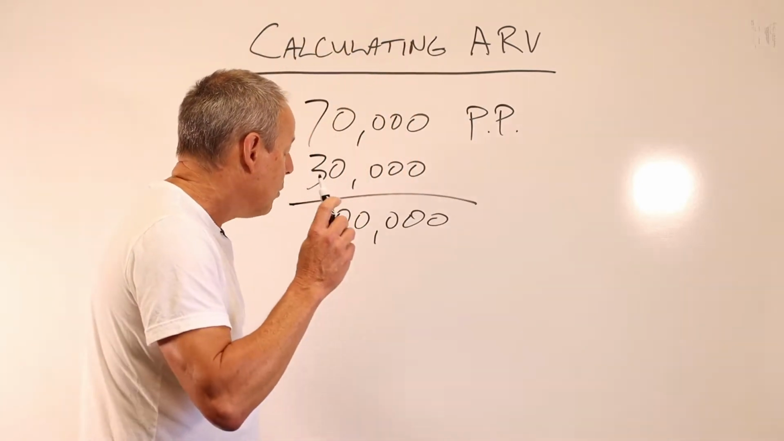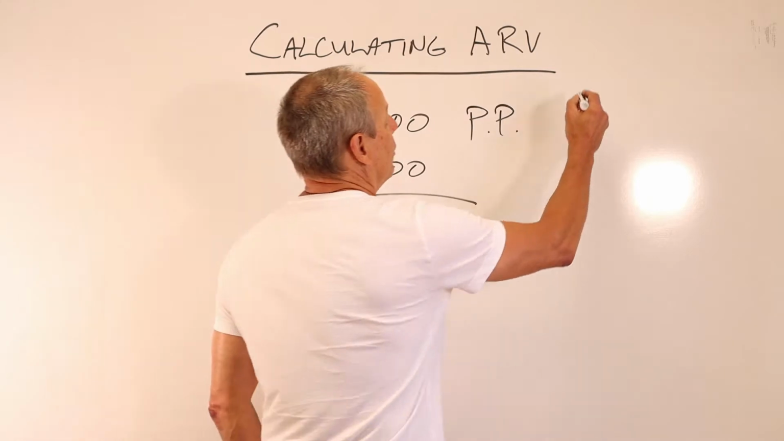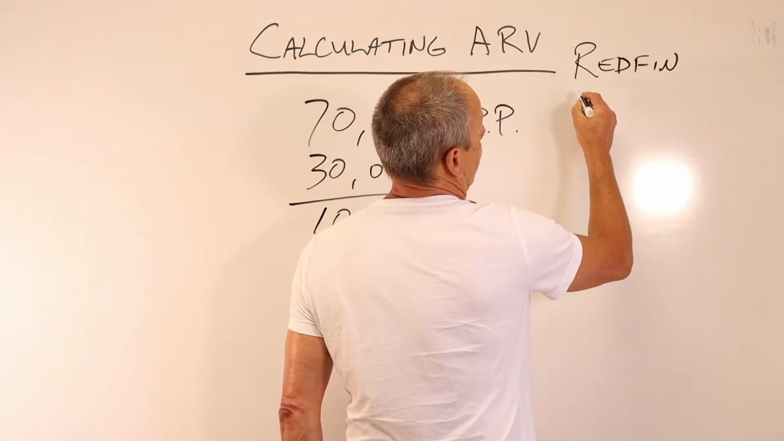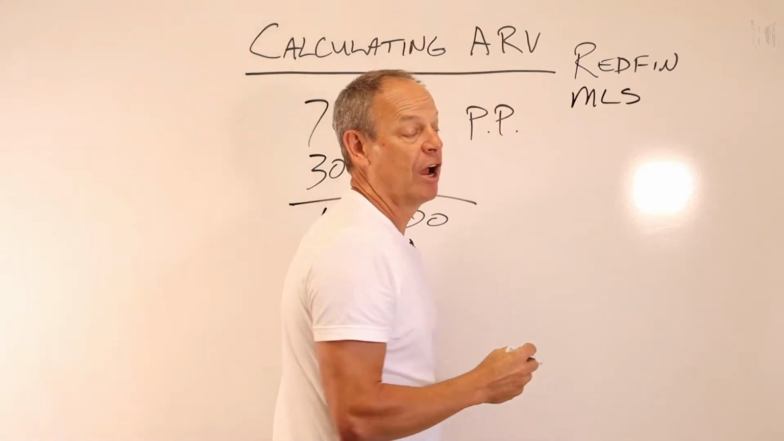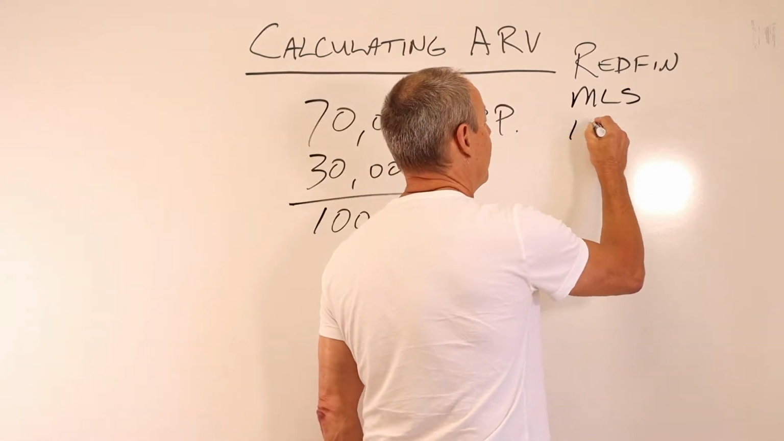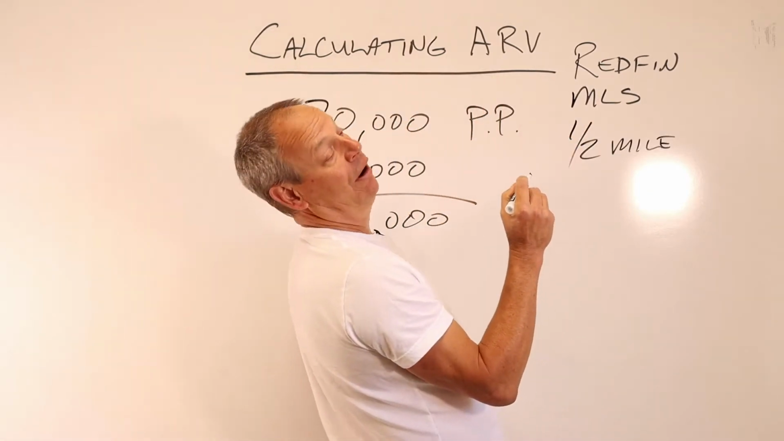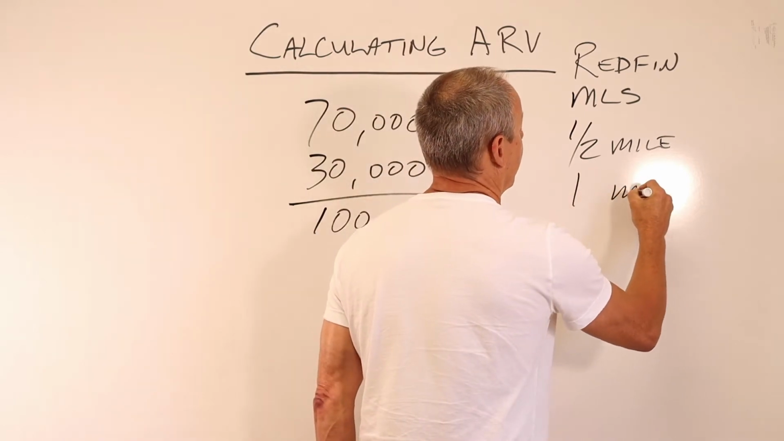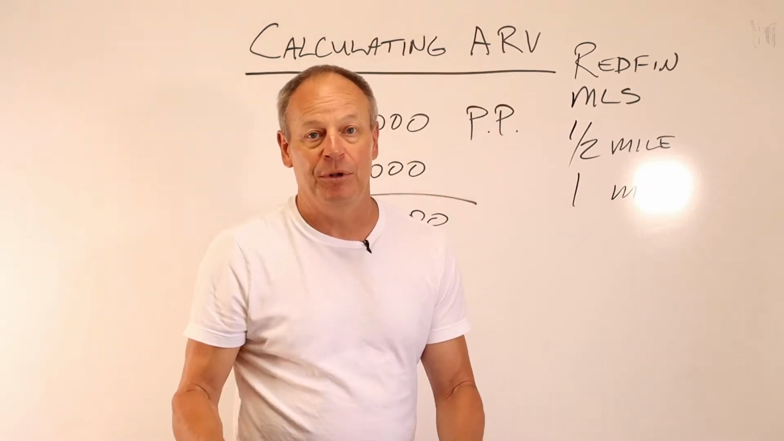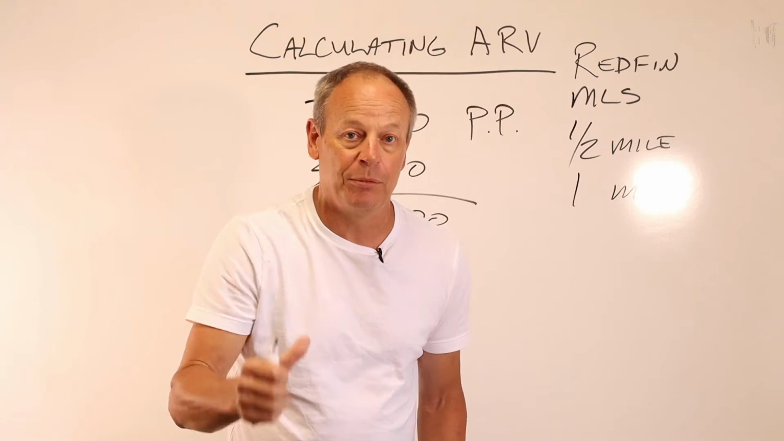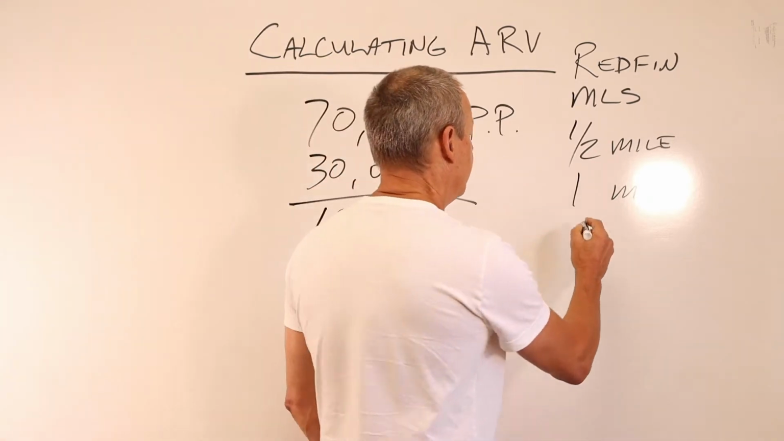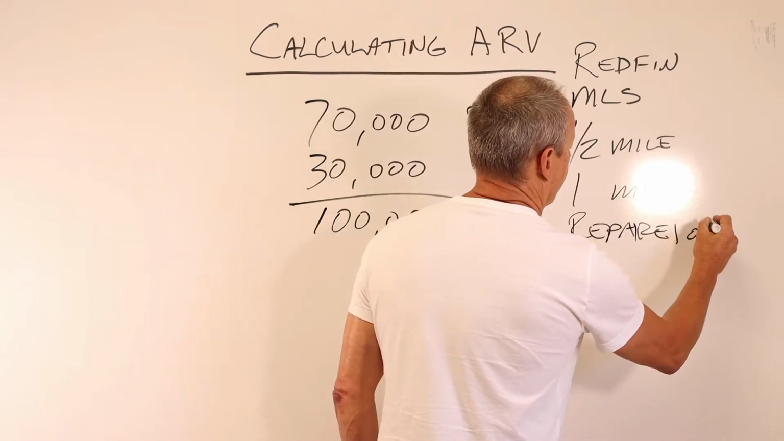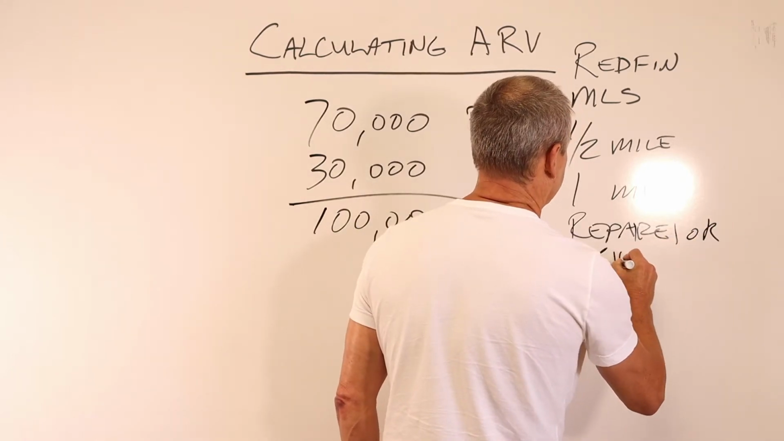So what do you need to do? I would go on Redfin, and if you've got access to MLS, even better. And I would do a property search within a half mile, or you might have to go 1 mile out to find a similar sized house with a similar bedroom count and similar bathrooms that has been repaired or rehabbed, okay?